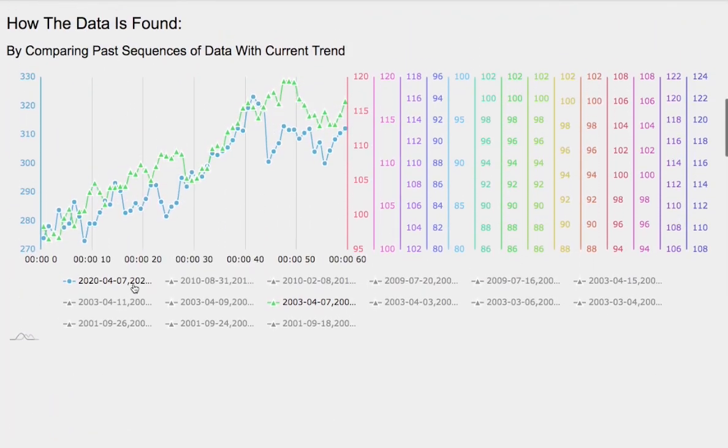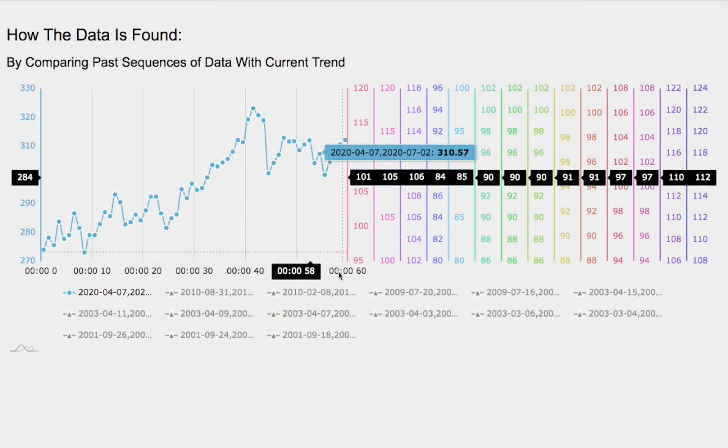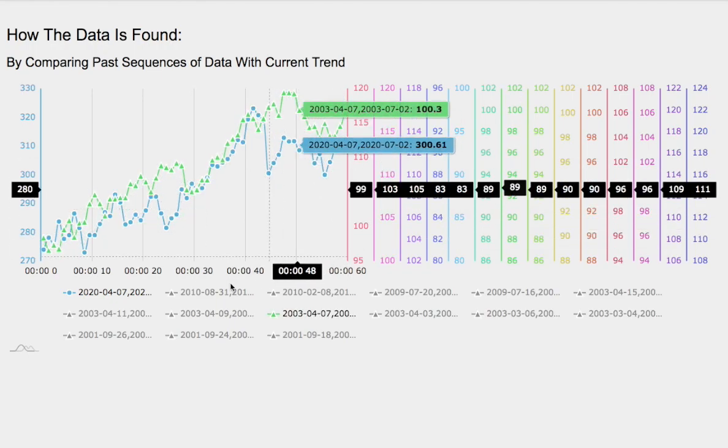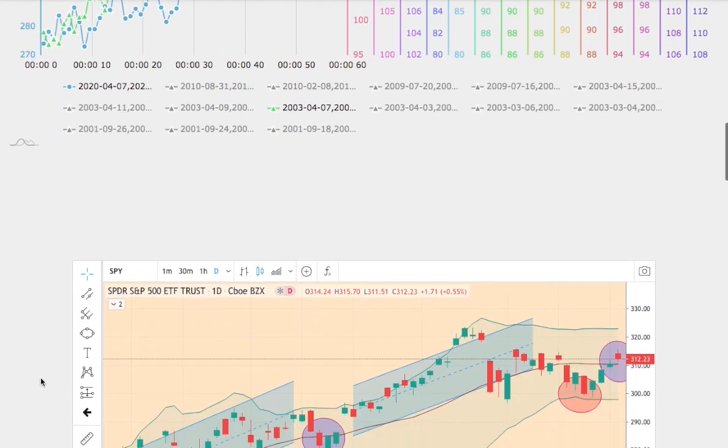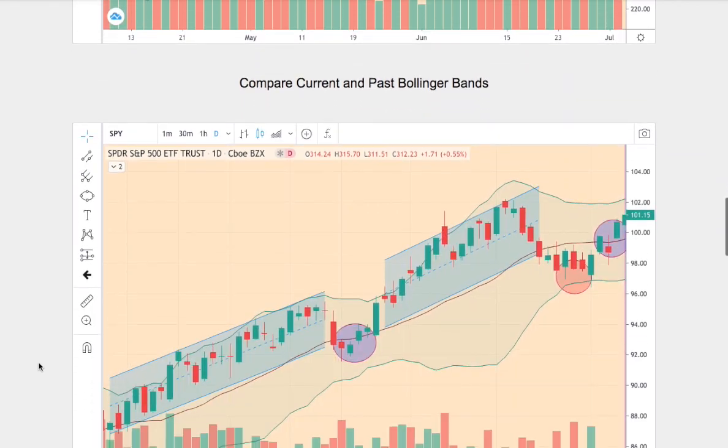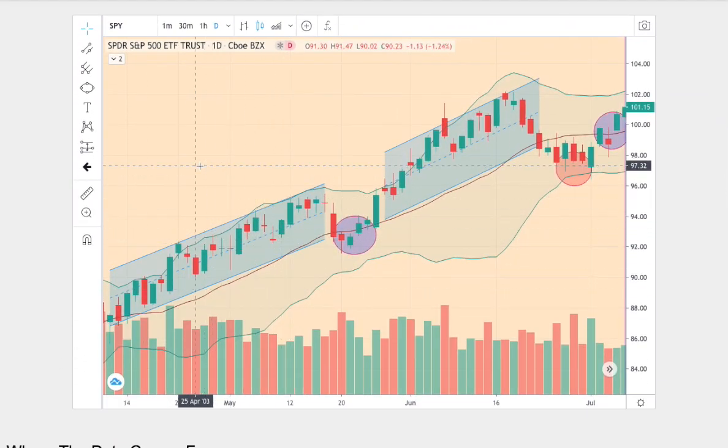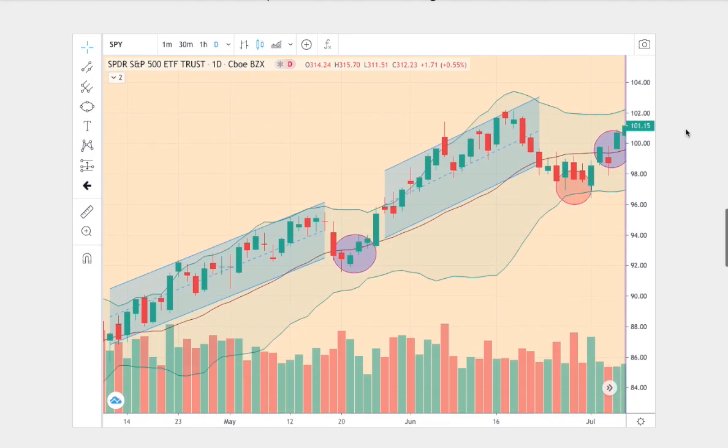Ideally, we want to compare the current trend on the line graph. We have our current trend, and overlapping it happens to be the best match. And right here we have our current trend, and below is the trend that we found on the line graph, and this trend dates back to April 7th to July 2nd, 2003. So let's begin comparing both trends.